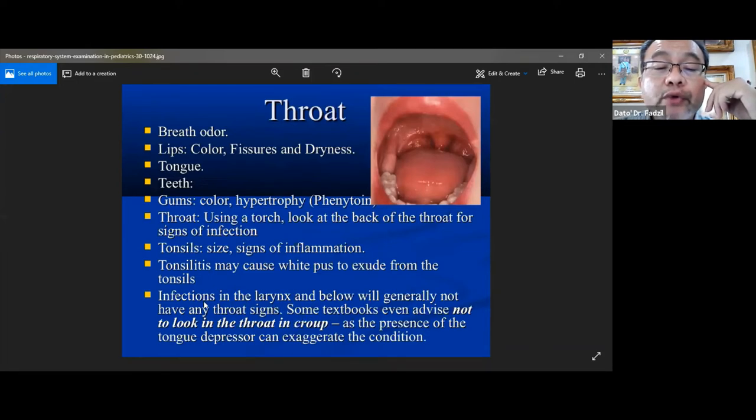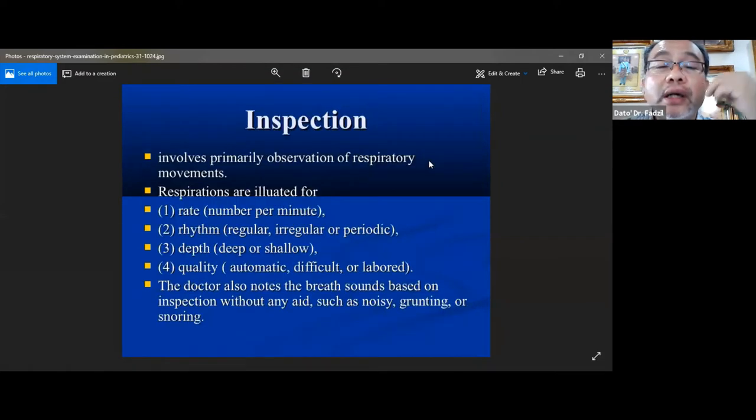Actually, we don't look beyond the throat in children. In certain conditions where we suspect something that needs further examination beyond the throat, you need a specialized team to do that. So you can see here, the tonsil is inflamed and enlarged.